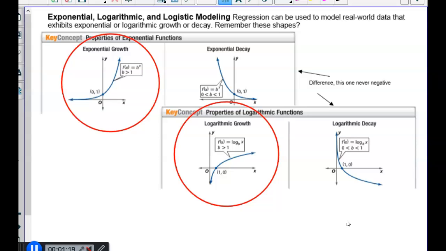So this is the idea. We've done some exponential growth, and we've even used, I think, the exponential regression. Does that sound familiar? Does anybody remember doing that one? Maybe? Okay, we're going to do logarithmic functions today, and that's when they are growing, but they're growing more slowly. Or logarithmic decay would be decaying, but decaying more slowly.